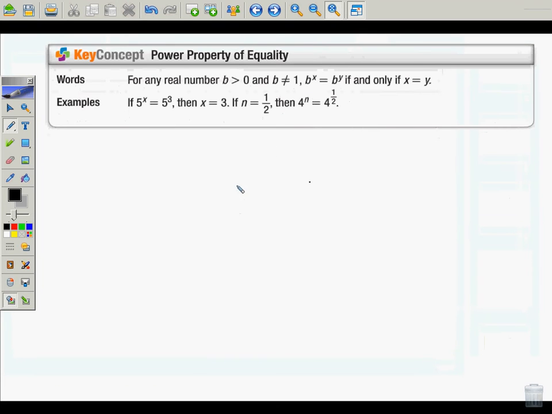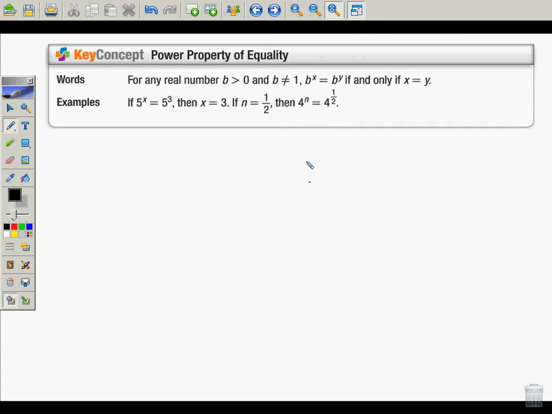The last thing we need to talk about is the power property of equality. And this looks kind of complicated. It's going to be much simpler if you just think about it. For any real number b greater than 0 and b not equal to 1, b raised to the x and b raised to the y is true only if x equals y. These are only equal if their exponents are equal.